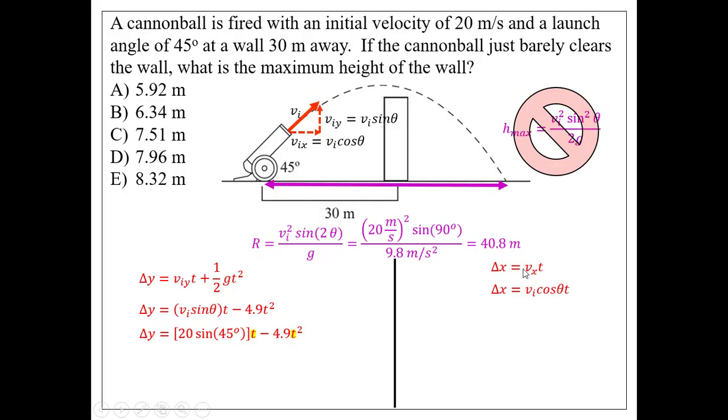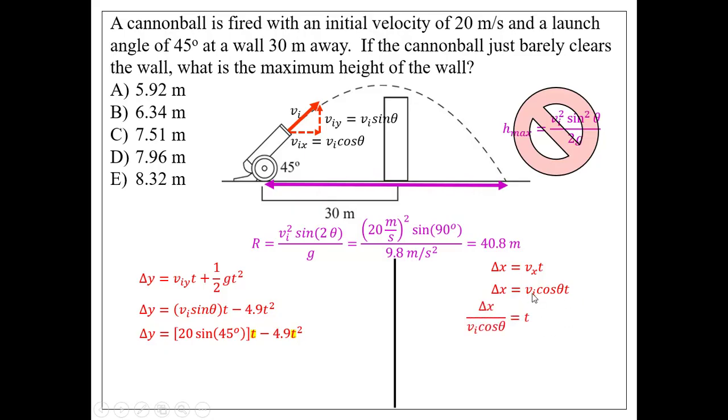I need time. So I can break Vx down to Vi cosine theta, right? This says Vx. You can write Vix if you want, or you can write Vx. Vx doesn't change, so adding an additional subscript doesn't really do anything for you, okay? So the only thing I'm missing here is T, right? Delta x is Vi cosine theta T. Well, I know delta x is 30.